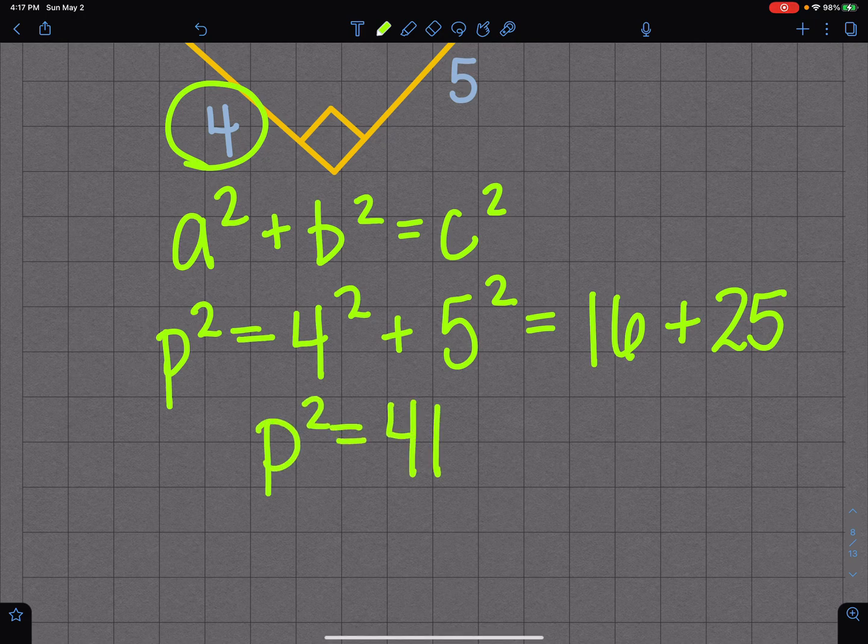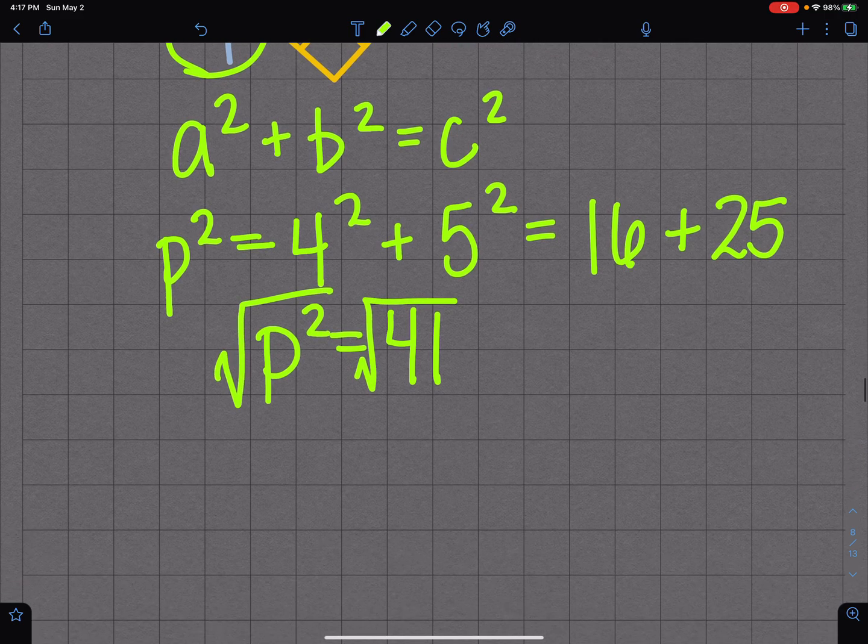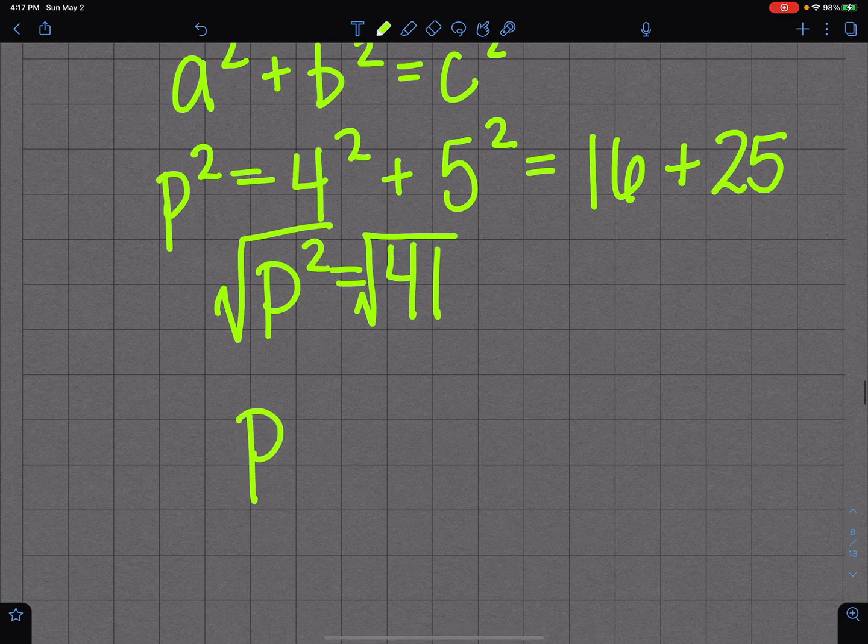And then we're going to take the square root of that because we're going to take the square root of both to solve for P. P is equal to the square root of 41.